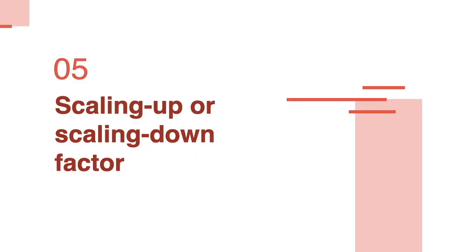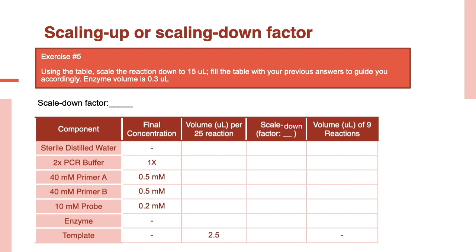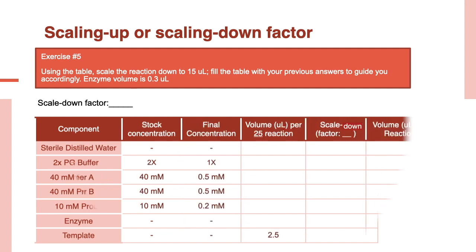The last one is the scaling up or scaling down factor. The direction is: using the table, scale the reaction down to 15 microliters. Fill the table with your previous answers to guide you accordingly. Enzyme volume is 0.3 microliters. The first column is our components that are needed. Let us make another column for stock concentration of the components to make it clear. The third column is our final concentration.